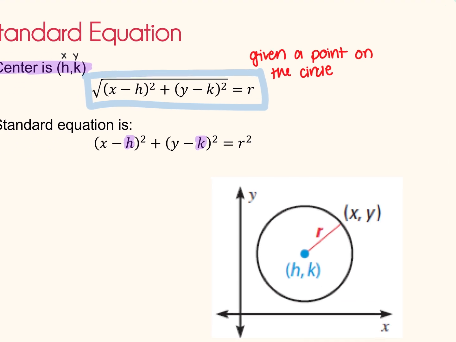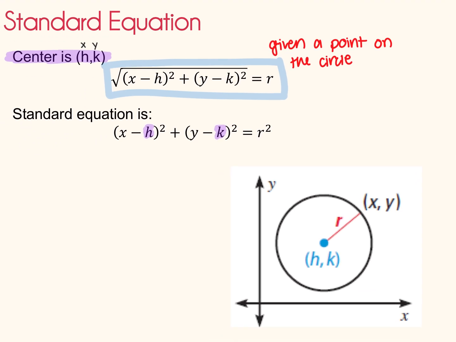Okay, so for example, looking at this diagram, you're given your center. That's going to be given to you, or you have to find the center. Here's my center. Here's a point, we'll say right here. Here's a point on my circle. Are they giving me my radius? No, they're giving me 2 points.